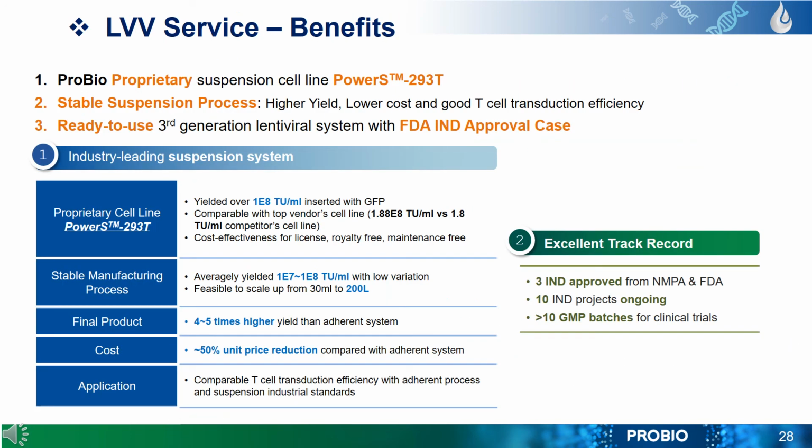In summary, our LVV service has the following 3 advantages. First, our cell line PowerS293T has independent property right, which is cost effective for license, royalty-free and maintenance-free. Second, the production of lentivirus is high in yield and low in cost, and the lentivirus has good efficiency in transducing T cells. The average yield is 10 to the power of 7 to 10 to the power of 8 TU per ml. Third, ready-to-use third-generation lentiviral system with FDA approved case.